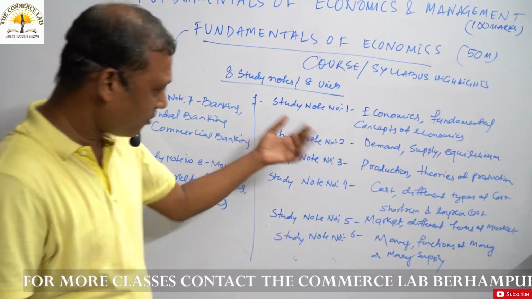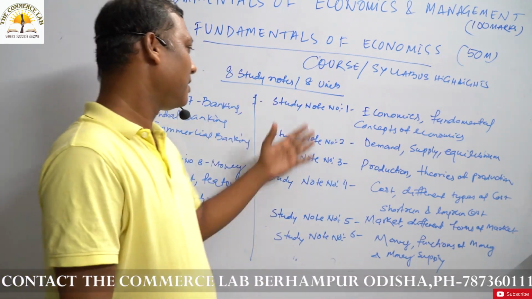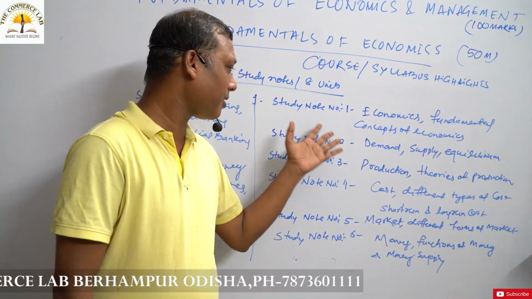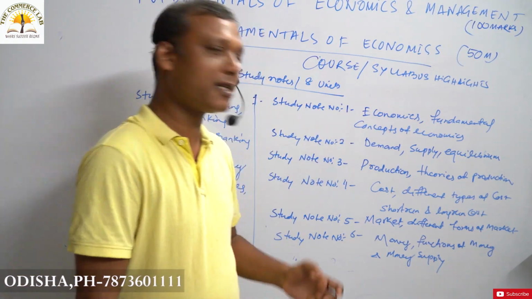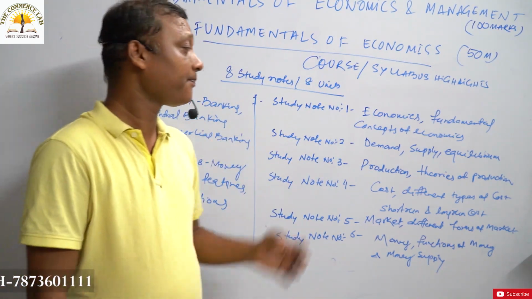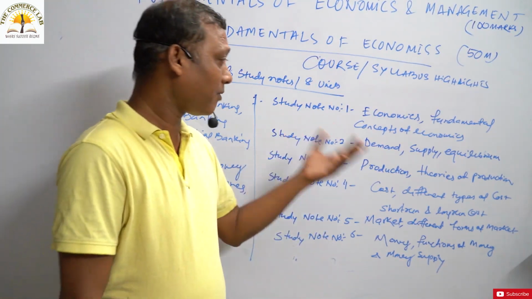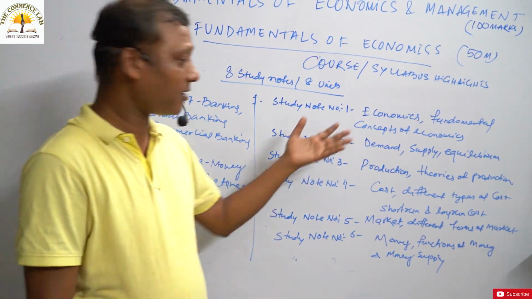I will just go in brief about the topic highlights. When you talk about study note number 1, or what you call chapter unit 1, you will study about what is economics. You will study about the central problems of the economy. What are the problems of an economic system? Why do we study economics? That is a part of this.